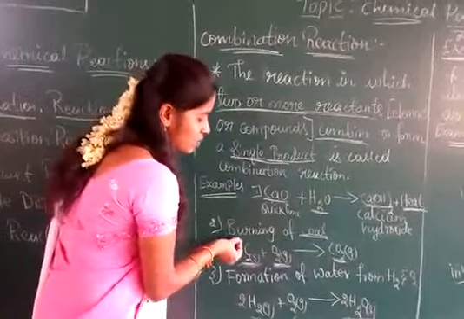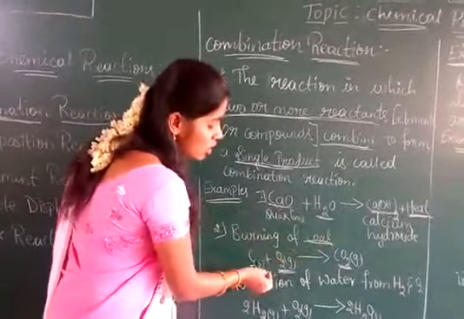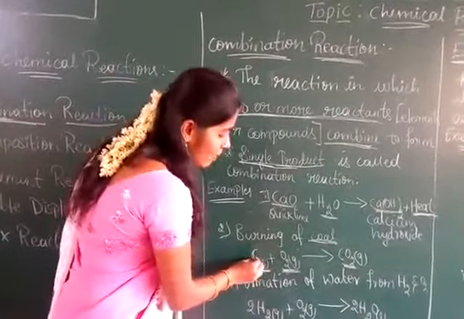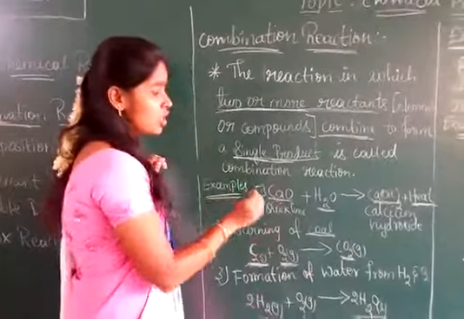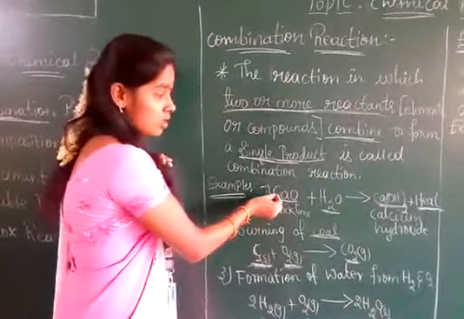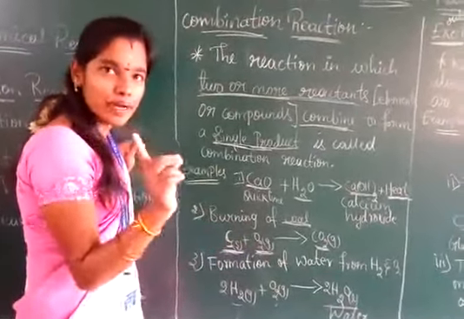The second example is burning of coal. Coal is carbon. Carbon is coal, is it or not? So carbon is an element. Children, calcium oxide is what? A compound. Here carbon is not a compound. It is an element.